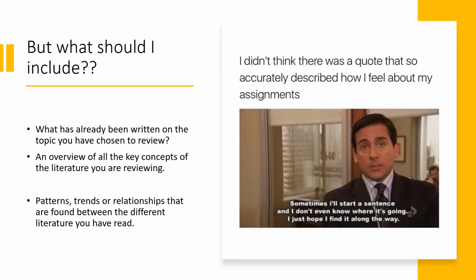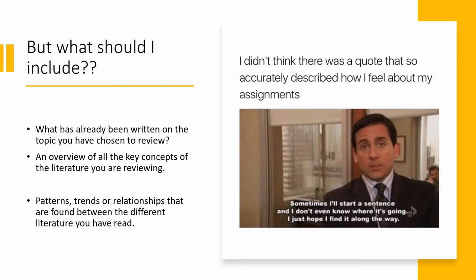So the next question I get asked a lot is, what should I include in my literature review? Okay, what actually do I include in it? So you want to look for all the information, all literature that's already been written and published on the topic that you've chosen to review. So if it's an aspect of health or disease or environmental health impacts on health, then that's the kind of literature you want to look for.